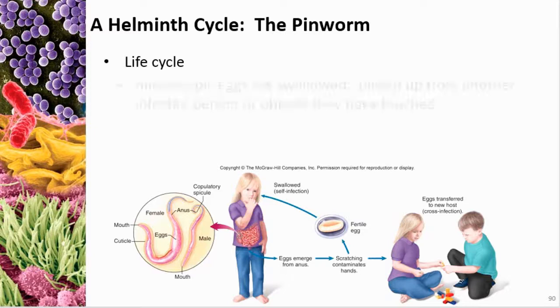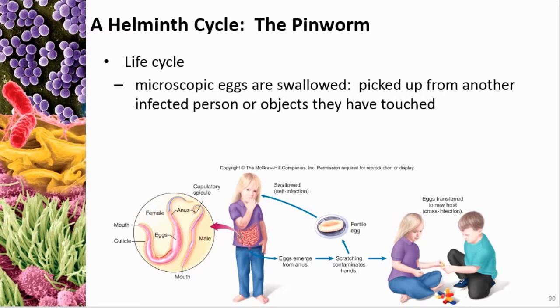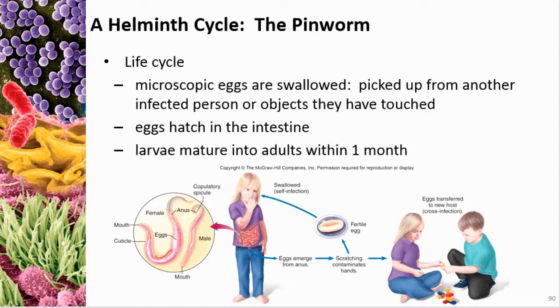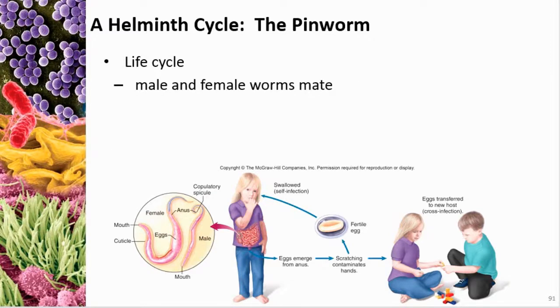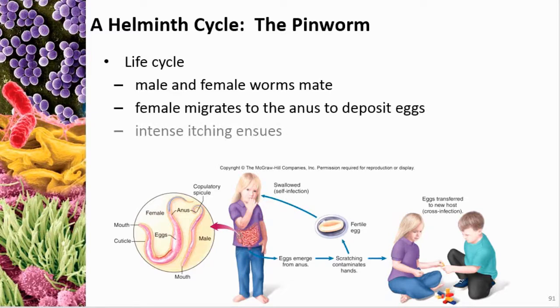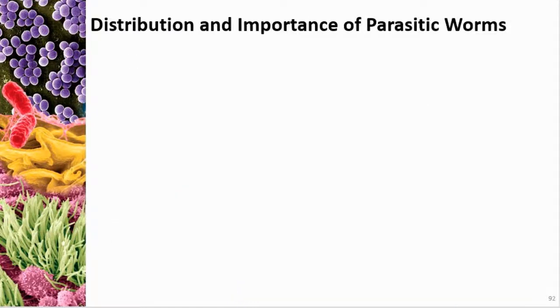So the life cycle of a pinworm is just what this picture shows. You've got to swallow it, so it's a fecal oral infection. And of course, then it begins to grow after the eggs hatch. After about a month, the larvae become adults, and then they begin laying eggs. After they mate, the female migrates to the anus and she lays her eggs, and then it causes itching, and of course, just like the picture shows, scratching and spread to another person.